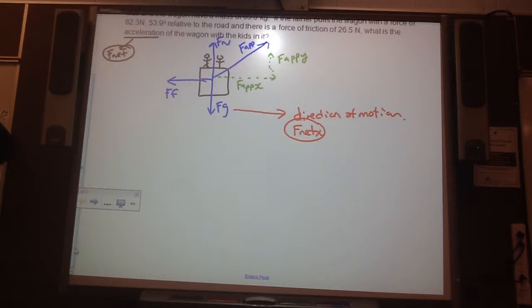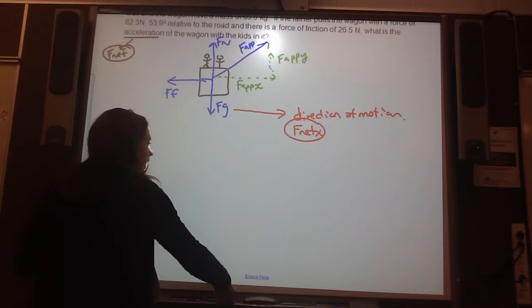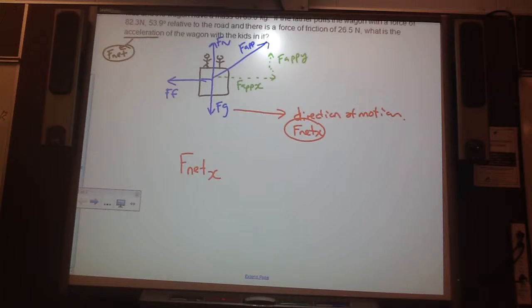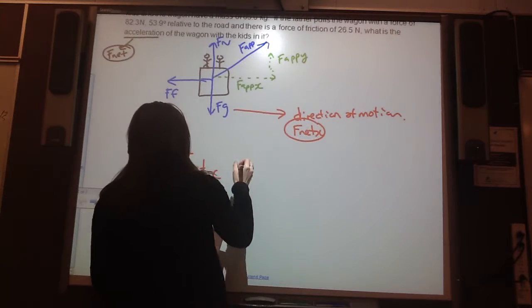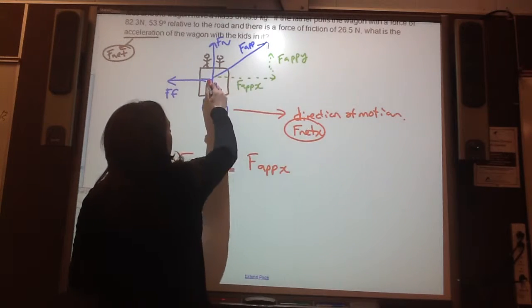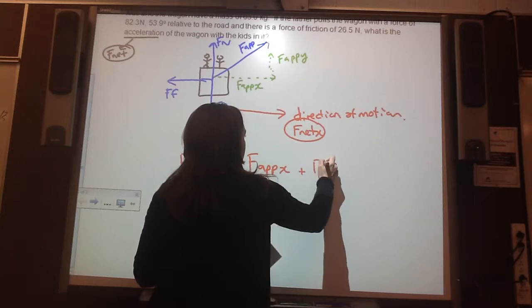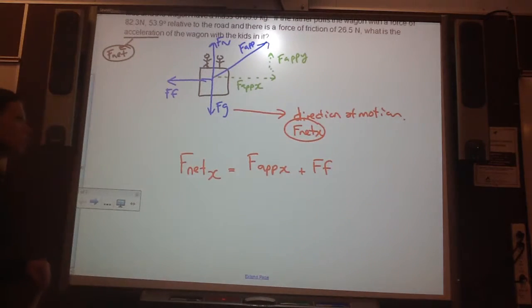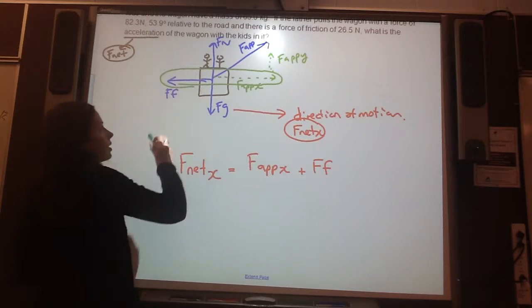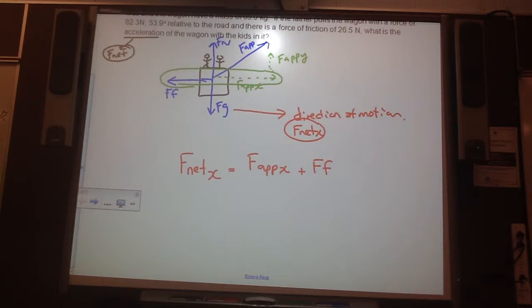So now if we think about the overall formula that we need to find for F net, let's write that out. We'll say F net X, because we need the X component of F net, is equal to F app X plus F friction. Because here is what I'm looking at: the horizontal components, because I need overall horizontally what's happening, so I look just at the horizontal components.